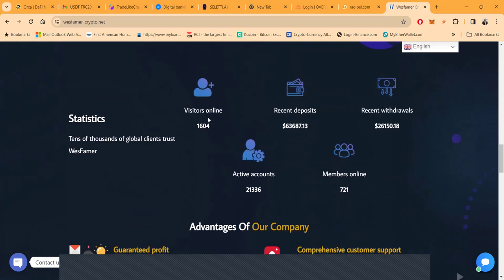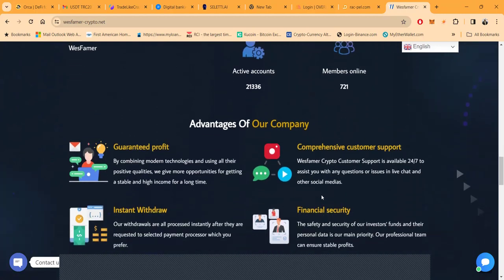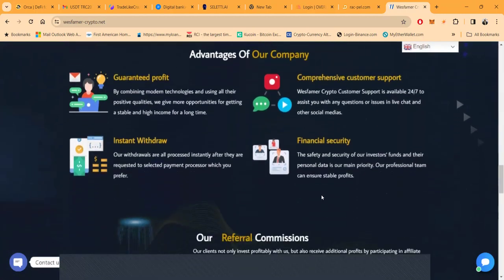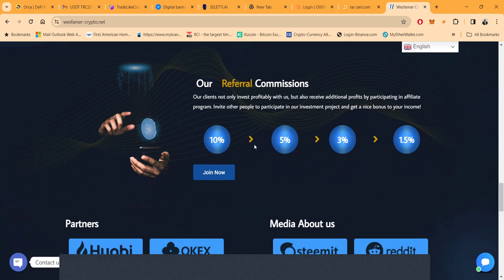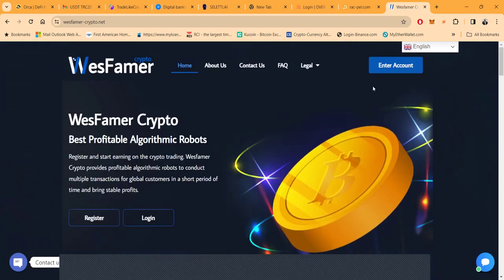Now, folks, you can see 1,604 visitors online, 63,000 in recent deposits, 26,000 in withdrawals, 21,000 accounts, 721 members online. Guaranteed profit, comprehensive customer report, instant withdrawals, financial security. And then here's their referral system: 10% on the first, 5% on the second, 3% on the third, and 1.5% on the fourth.